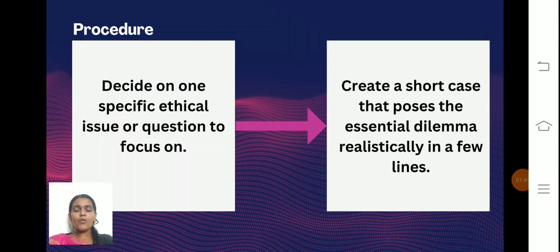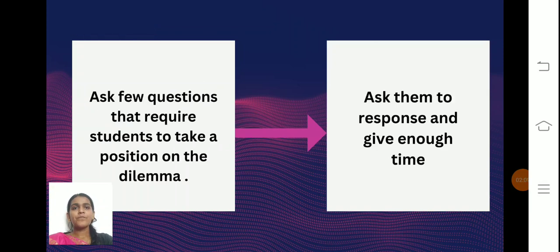And the procedure for how to do this everyday ethical dilemma tool is to decide on one specific ethical issue or question to focus on. First, create the ethical question that you need to ask the students, and create a short case that poses the essential dilemma. Make it short and specific to the topic, so that the students are able to understand the reality in it. And then ask a few more questions that require students to take a position, like what would you do in this situation, something like that.